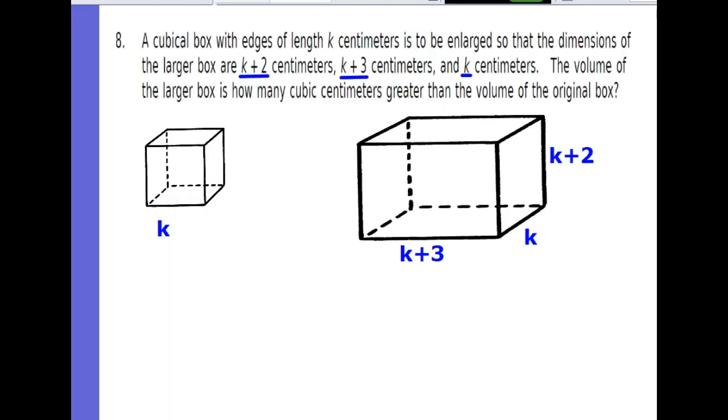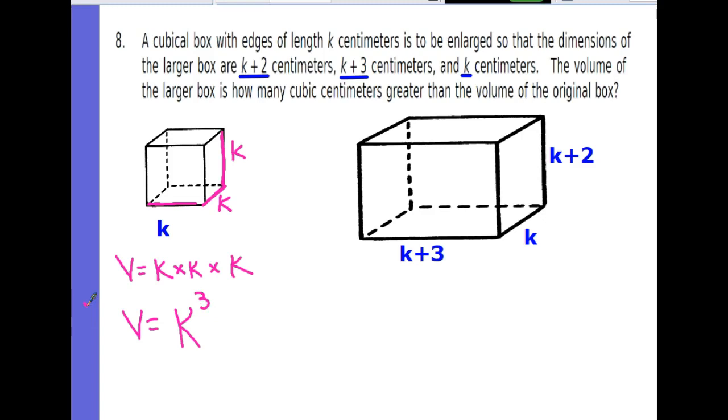A cube looks like a 3-dimensional square. So if it is a cube with, it says with length k. So if this is k, how much is this? And how much is this? So the volume would be length times width times height. The volume would be k to the 3rd power.